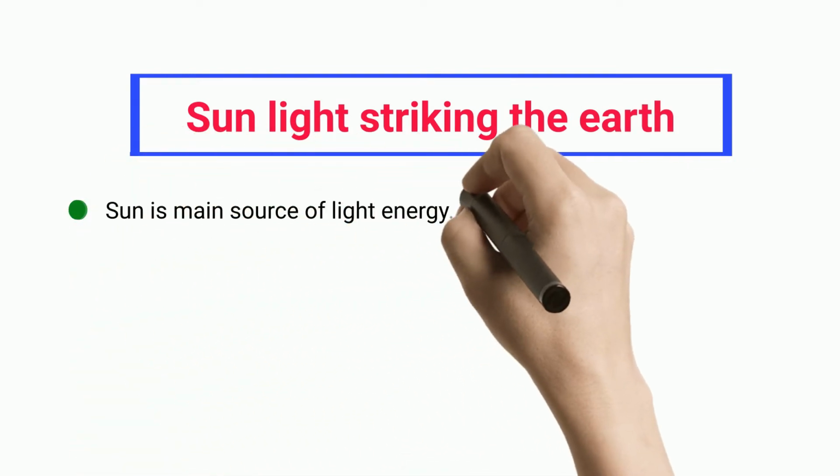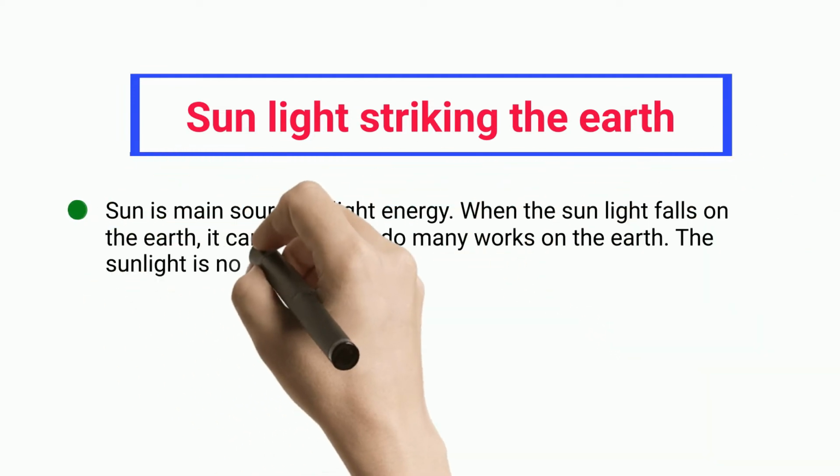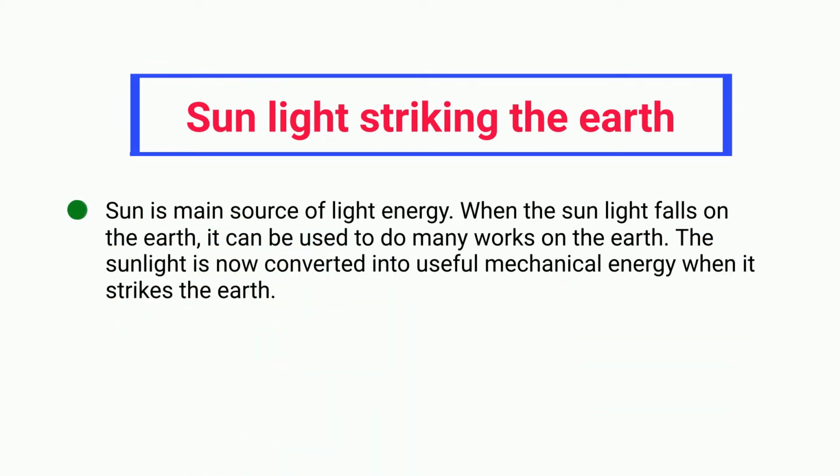The Sun is the main source of light energy. When the sunlight falls on the earth, it can be used to do many works on the earth. The sunlight is converted into useful mechanical energy when it strikes the earth.